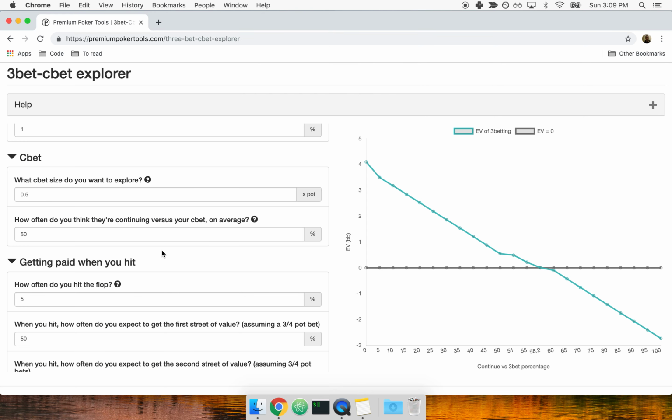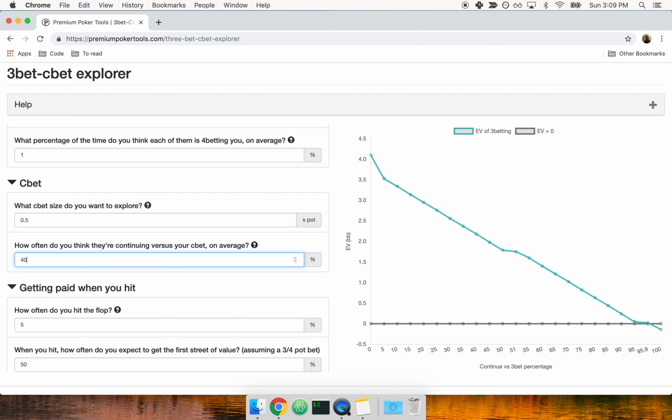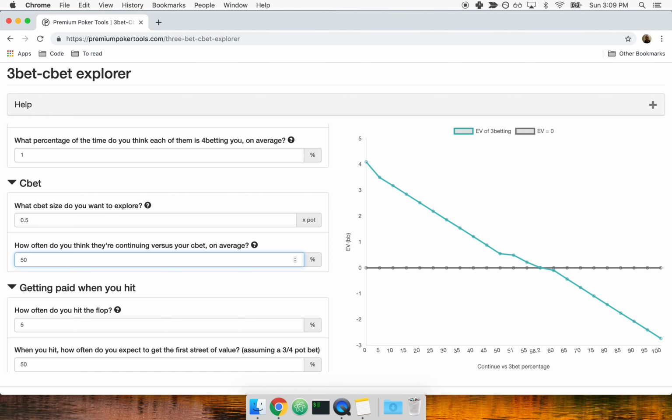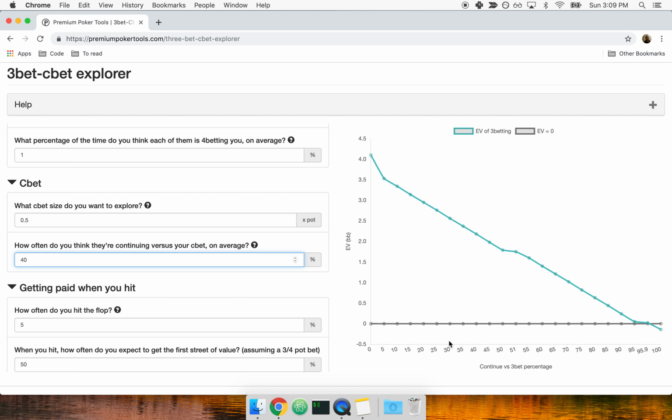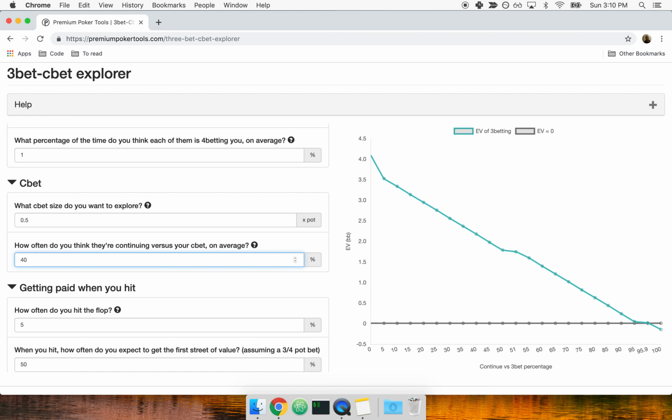So let's take a look at this. We c-bet half pot. If we move this down to 40, look at how the graph changes. Now all of this stuff opened up as profit. So before, if they're at 50, if they're defending versus the c-bet, or sorry, the 3-bet 70% of the time, it's negative EV for us. But if we bump this down to 40, now this is pretty plus EV.